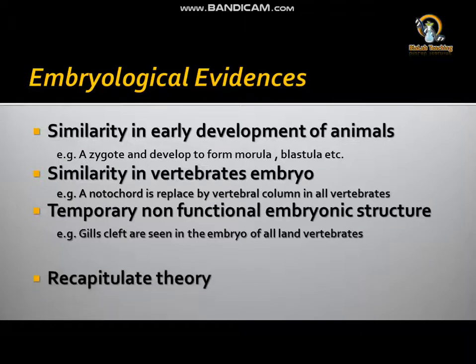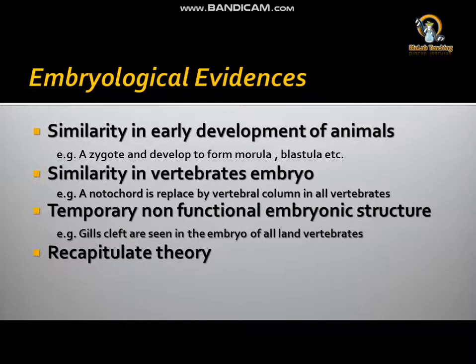And the last one we will talk about is the recapitulation theory. First, I will tell you what the recapitulation theory is. It says that ontogeny recapitulates phylogeny, which means that ontogeny repeats phylogeny. First of all, you need to know what ontogeny is.